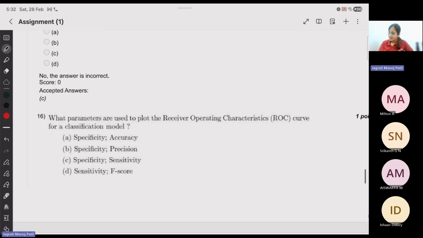Then when you plot this ROC, the receiver operating characteristics for classification, which of the following do you get? You get specificity, accuracy, precision, the sensitivity, F score, and what?